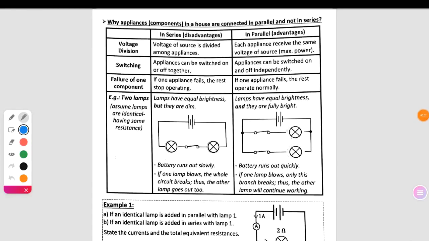Good morning, my students. We are going to study physics, year 9, about electricity. We have two different methods to connect a group of resistors or a group of batteries. Why are appliances or components in a house connected in parallel, not in series? This is a question we need to know the meaning of.